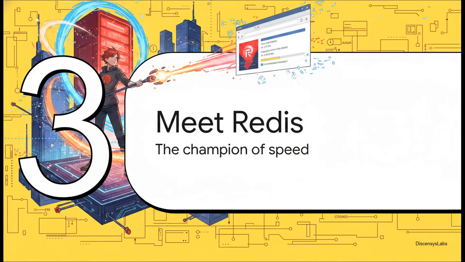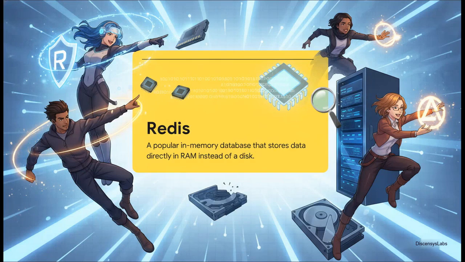Which brings us to Section 3, Meet Redis. Time to introduce the real hero of our explainer. Redis is pretty much the industry standard. It's one of the most popular in-memory databases and caching systems out there. So the crucial point is that Redis stores its data directly in RAM instead of a typical disk drive. That's its ultimate superpower, literally.